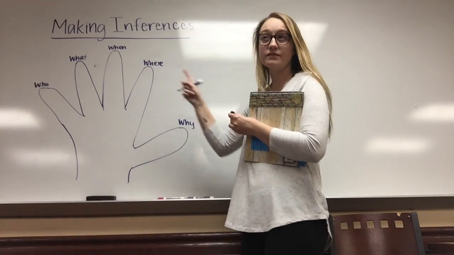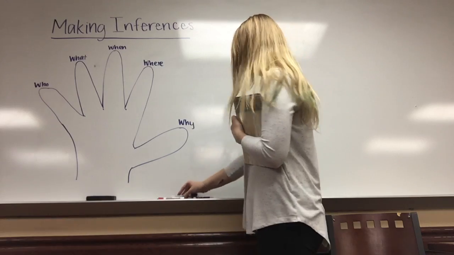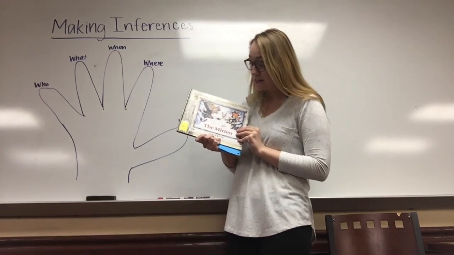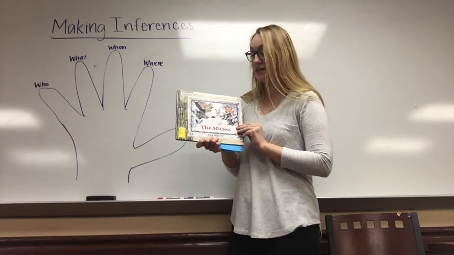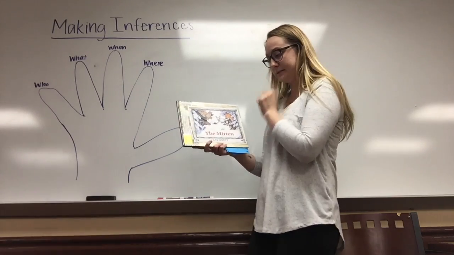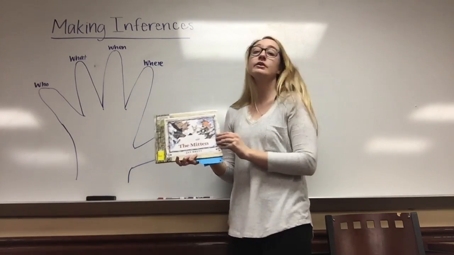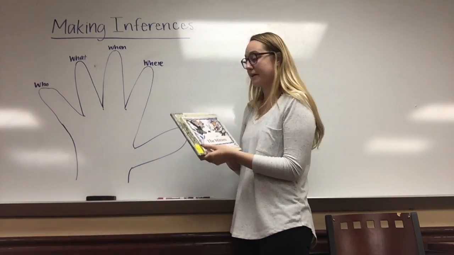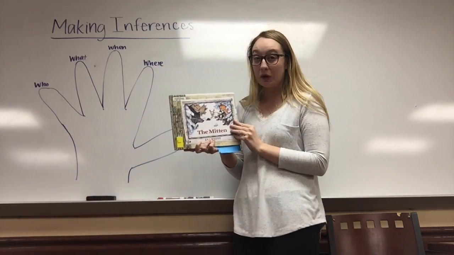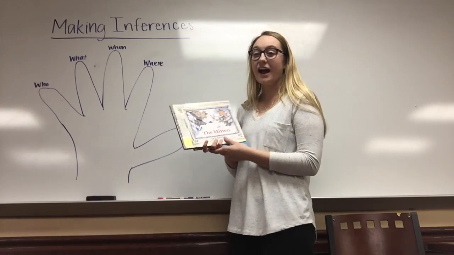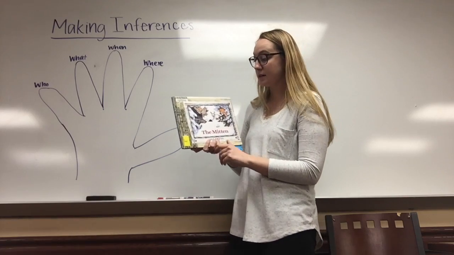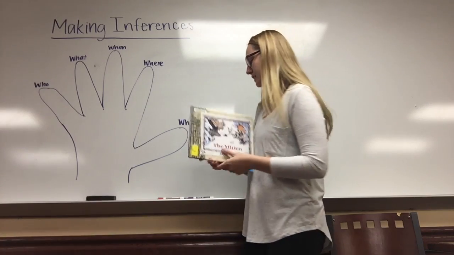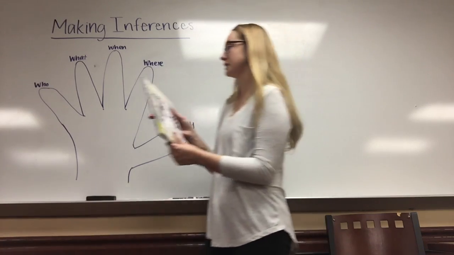So these are the 5 different things that we're going to remember while we try to make inferences as we read. So our book today is The Mitten, written and illustrated by Jan Brett. So we're going to start with our inferences on the very front cover. So my first inference is that our story is going to have animals in it. I think that our story is going to be about animals because there are all these wild animals in the picture on our cover. So that's my first inference, and I'm going to write that with the who part.